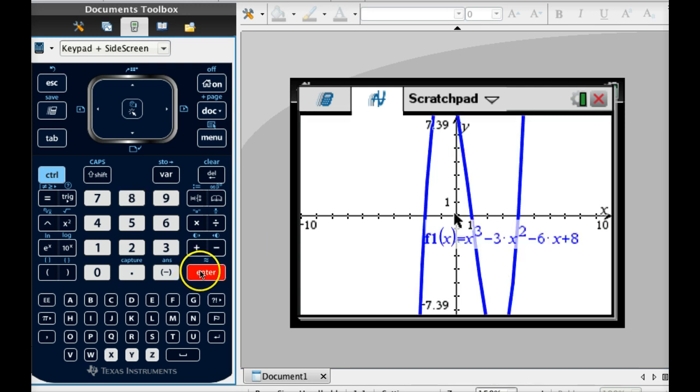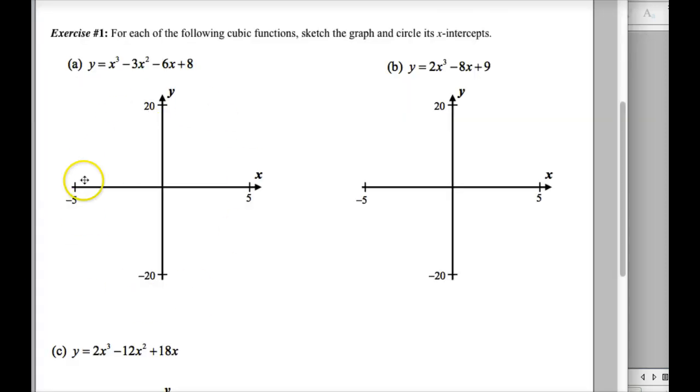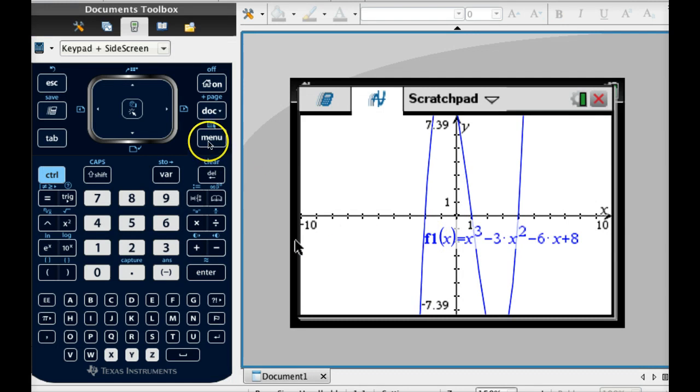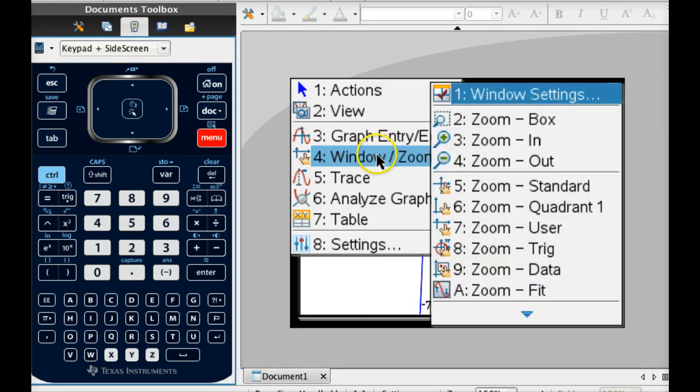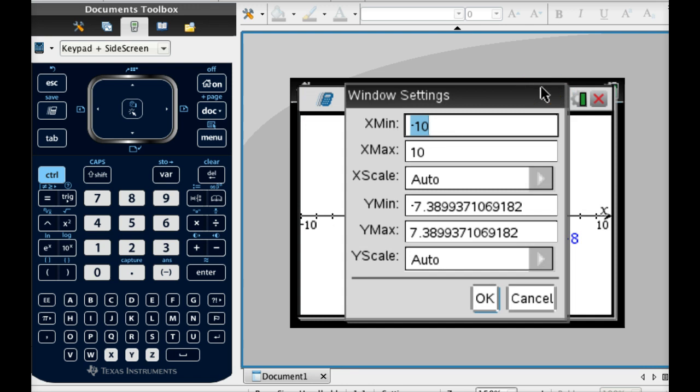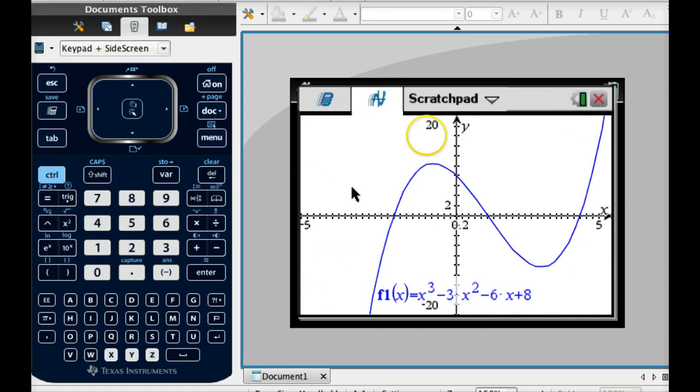Hit enter. Now this is the very important part. Notice on your graph I gave you some window. See, the x is from -5 to +5, and the y is from -20 to +20. So on your calculator, go to menu, window, window settings. You want your x minimum to be -5, the maximum to be 5, the y minimum to be -20. These are domains that I gave you, and range. And you should have a window setting like this. Hit OK, and you will be able to see a perfect cubic function.